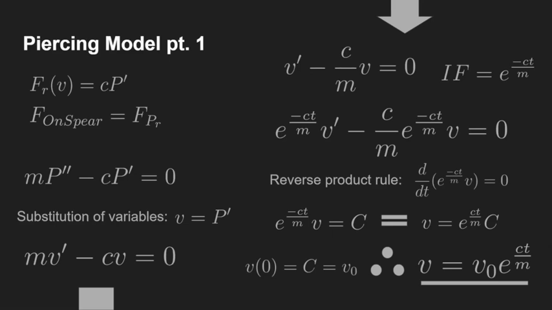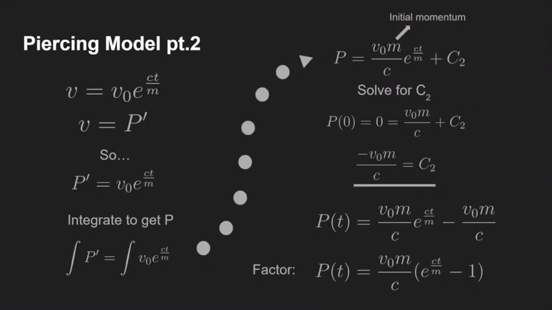Substituting in our velocity for p prime, we got the first order differential equation, mv prime minus cv equals 0, which we solved using the integrating factor method to end up with the solution velocity equals v initial times e to the ct over m. So now that we know that our velocity is equal to v initial e to the ct over m, we want to sub back in our p prime and solve for p.